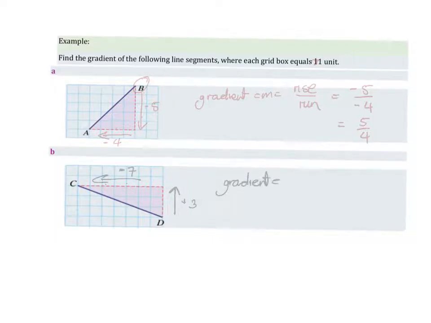Let's have a look. Gradient is equal to M, which equals rise over run. My rise here is 3. My run is negative 7. So 1 negative there makes the whole thing negative. So negative 3 on 7. So the second one has a negative gradient, and the first one has a positive gradient.